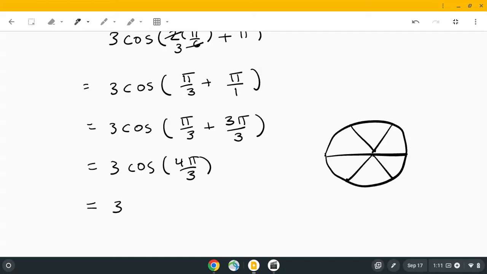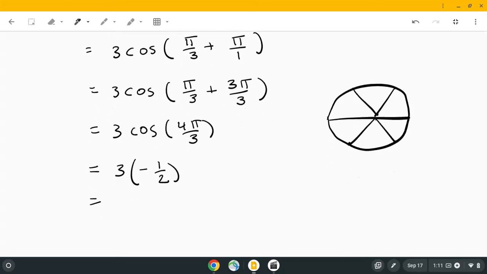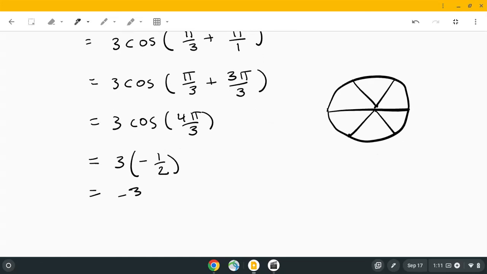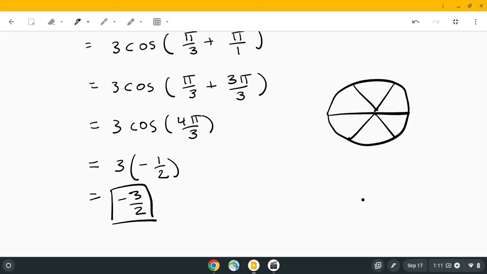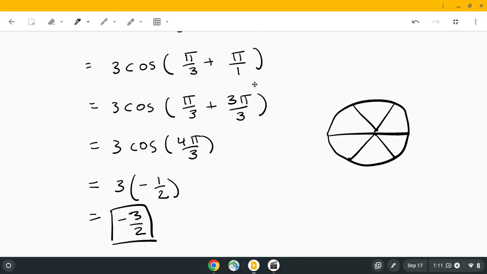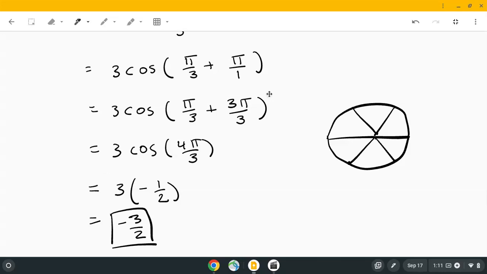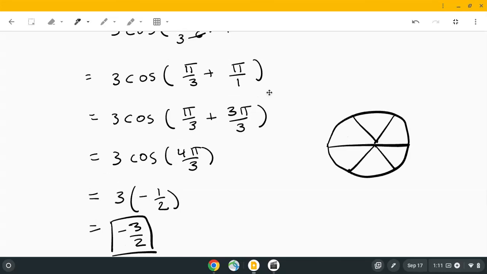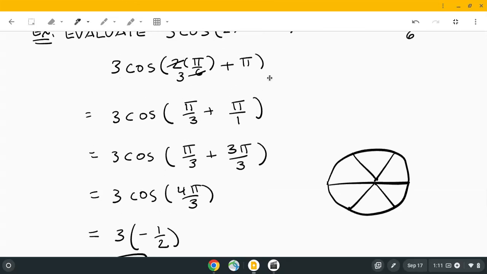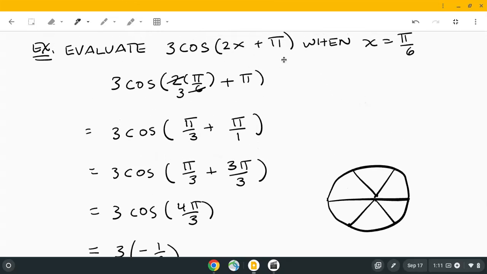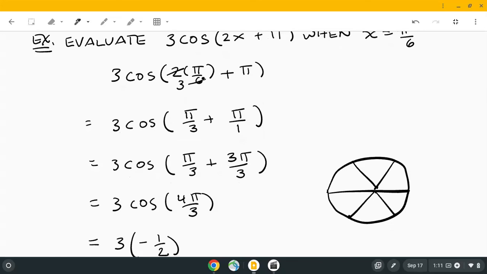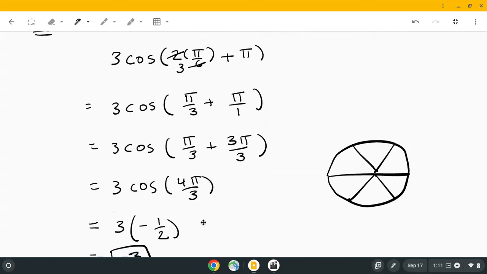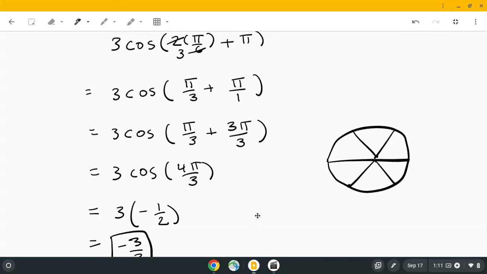So this is going to be 3 times negative 1/2, because cosine of 60 is 1/2. So it's negative 3/2. Final answer. Okay, so I just wanted to make sure you guys are able to do this type of problem here, just because it looks a little different. But it just means that you're going to have to do some arithmetic in there before you do the evaluating.